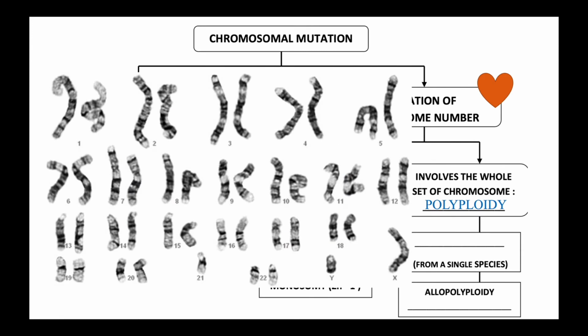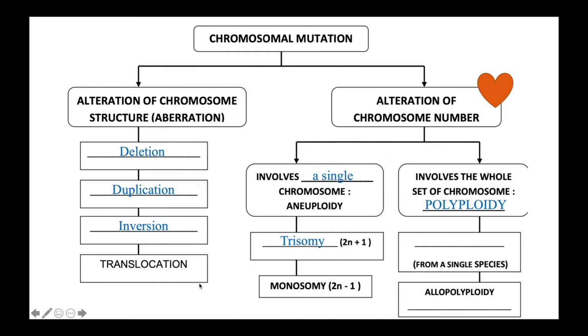This is a karyotype of another individual suffering from aneuploidy. As you can see, this individual lacks one copy of chromosome number 21. So this type of aneuploidy, where an individual has one less copy of a chromosome, is known as monosomy.